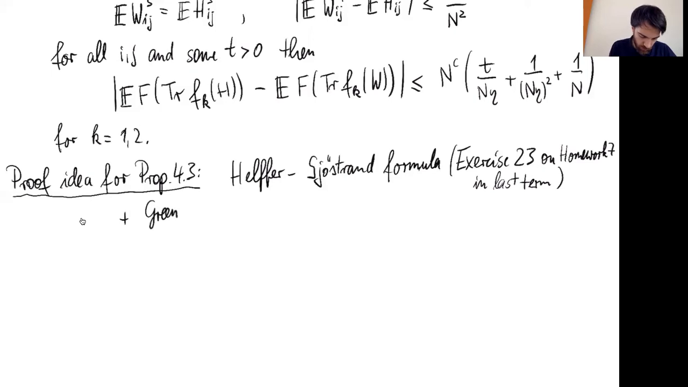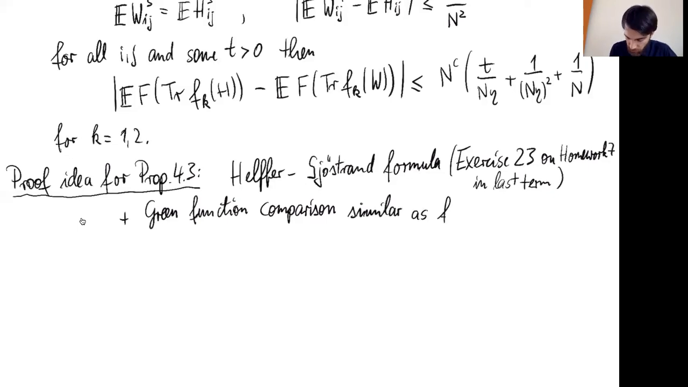And to study the resolvent, one can then use some Green function comparison, which was similar to the proof of, we also use these kind of ideas together with the moment matching in a similar way as for theorem 2.2 in the beginning of the semester.